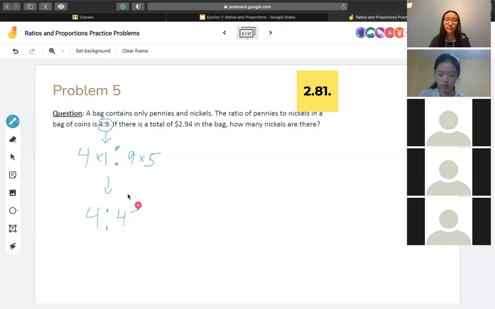And what this ratio tells us is basically the ratio between the amount of money contained in pennies to the amount of money contained in nickels. And this can connect to the total amount of money.